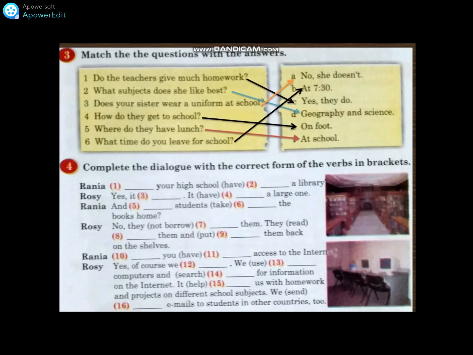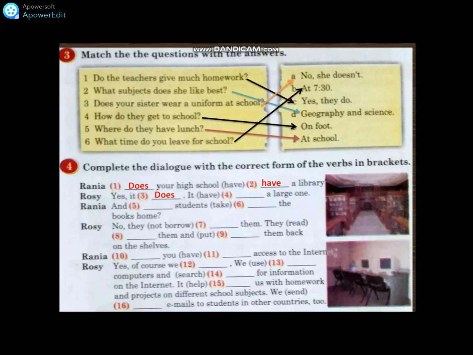Rania, your high school, a library? Now here it's a question because you have a question mark here. So the sentence is in the interrogative form, and we have the verb to have. So what do you think the correct answer is going to be? Number 1. Does your high school have a library? And yes, it. Look, pay attention to the full stop here, which means it's a short answer. Yes, it does. Very good.